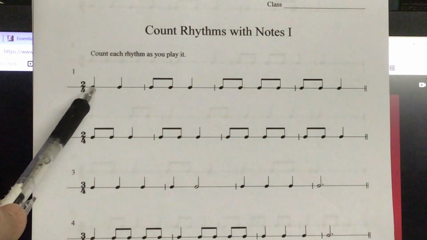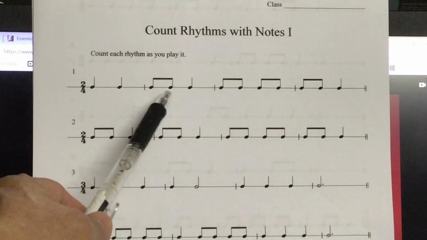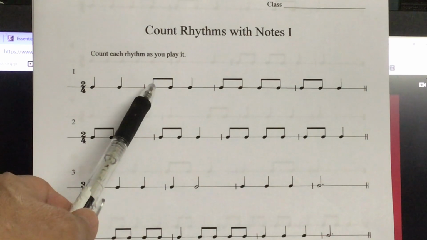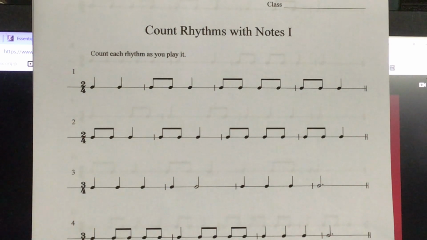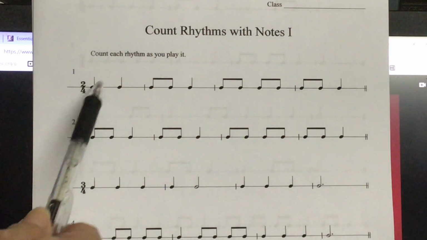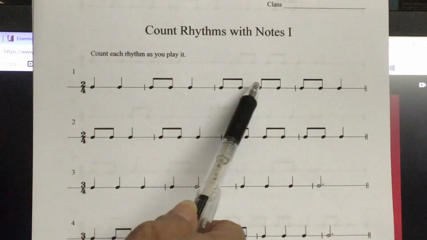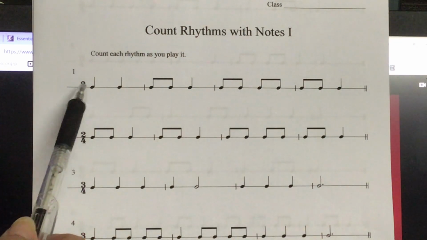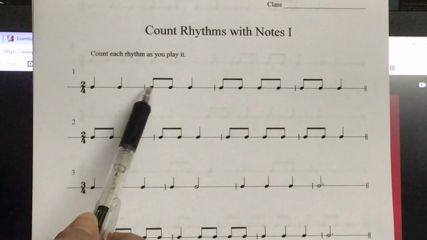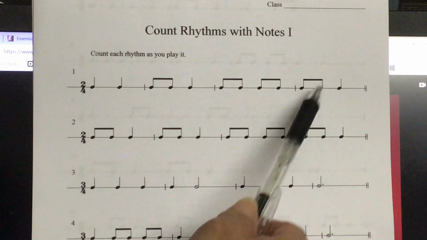This is a quarter note. These are two eighth notes. Remember, 2 of them is equal to 1 beat. 1 of them is equal to half a beat. Quarter note is equal to 1 beat. So this is the way you would count this. 1, 2, 1 and 2, 1 and 2, and 1 and 2. Right? So again, 1, 2, 1 and 2, 1 and 2, and 1 and 2.